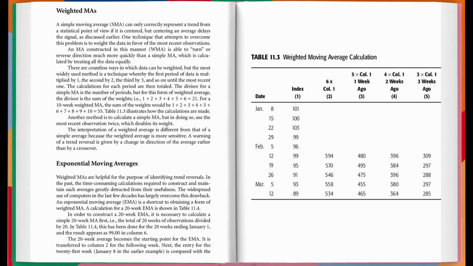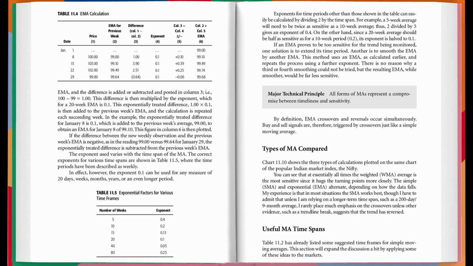Next, the entry for the 21st week, January 8 in the earlier example, is compared with the EMA, and the difference is added or subtracted and posted in column 3, i.e., 100 minus 99 equals 1.00. This difference is then multiplied by the exponent, which for a 20-week EMA is 0.1. This exponentially treated difference, 1.00 times 0.1, is then added to the previous week's EMA, and the calculation is repeated each succeeding week.